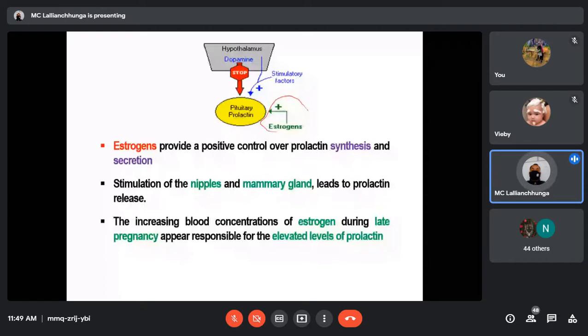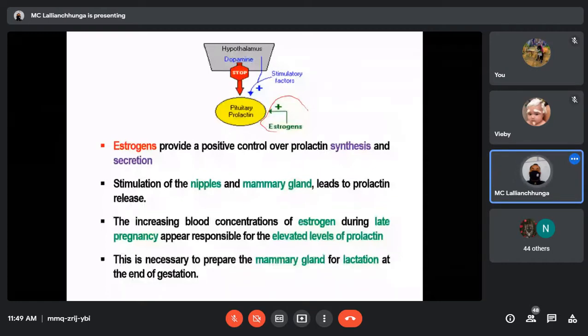This is necessary to prepare the mammary gland for lactation at the end of gestation. So we can say that prolactin and estrogen work together. Okay. So prolactin, as its name indicates, is important for the synthesis and secretion of milk.